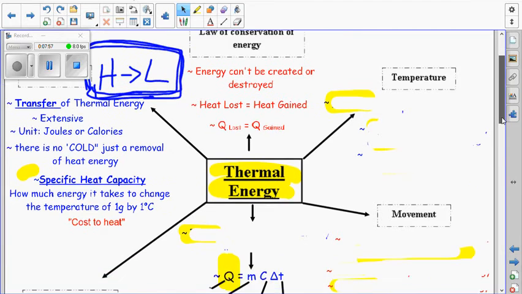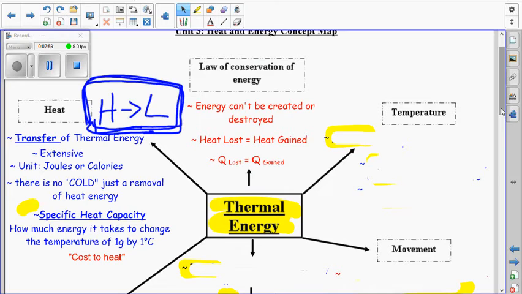All right. And don't forget, like I said, heat is extensive. The more stuff you have, the more heat it has, all things being the same. So if you have 1 ice cube versus 2 ice cubes, the 2 ice cubes have more heat. Okay? Because heat is extensive. It factors in the mass of something.